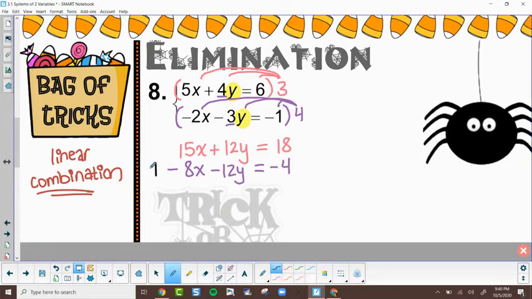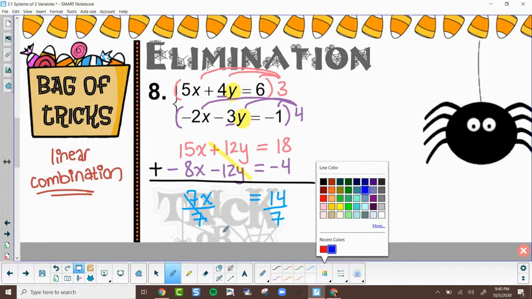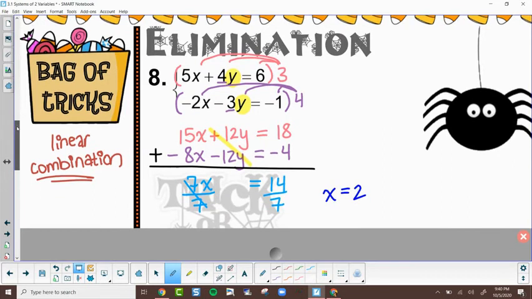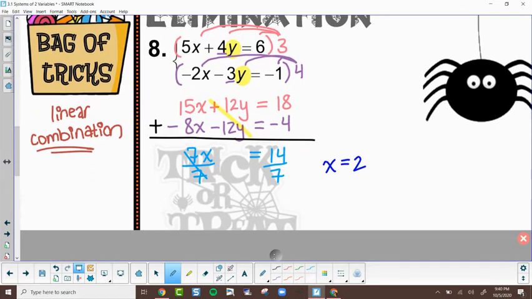All right, so now I'm going to try to combine these together to see what happens. Oh, y's are gone, and it looks like I have something that says 15 minus 8. So here's 7x. And I have 18 minus 4 is 14. So it looks like that worked out really well. X is equal to 2. Not too bad. All right, again, I can't stop. I found one number, so now I have to plug back in so I can find the other one.